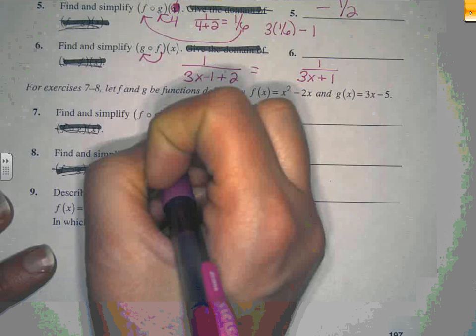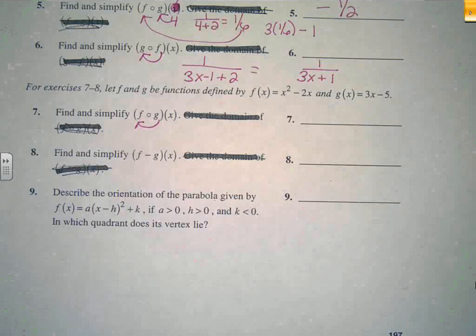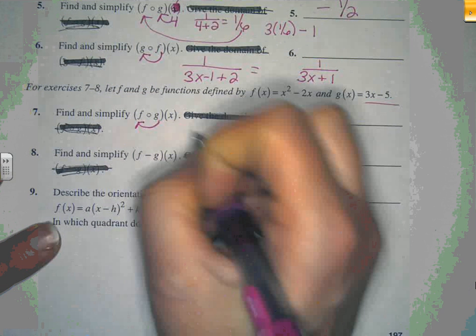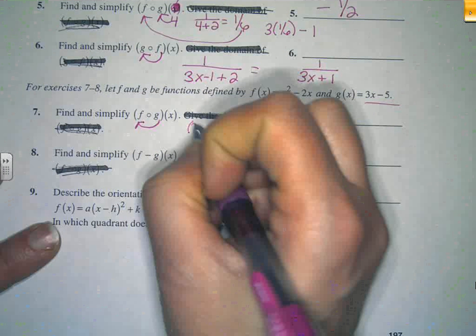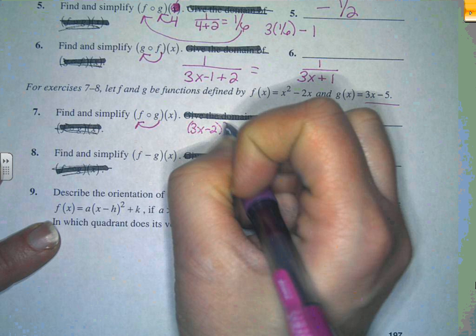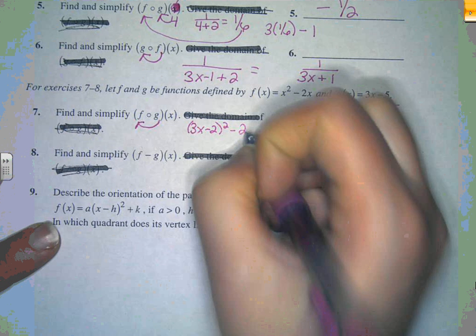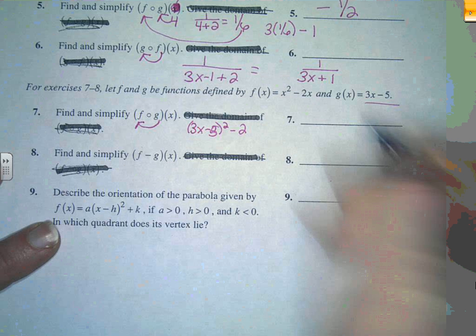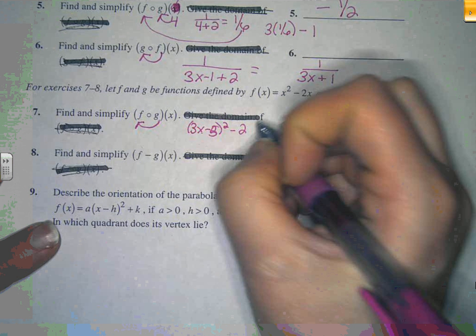Okay, 7's the same thing, just different functions. So take the g function, plug it in for f. So g of x is 3x minus 2. I'm going to plug that in for x. Ooh, this one's a little harder. So I have 3x minus 2 squared. 3x minus 5 squared. Minus 2 times 3x minus 5.